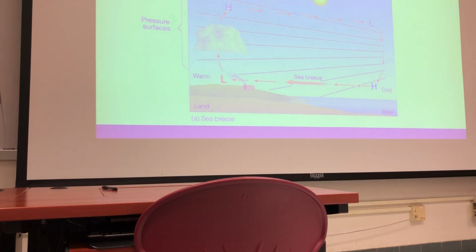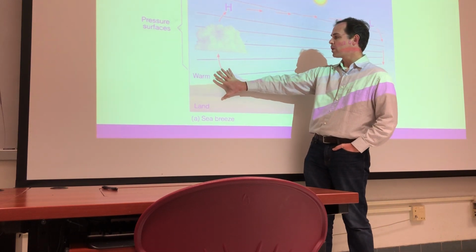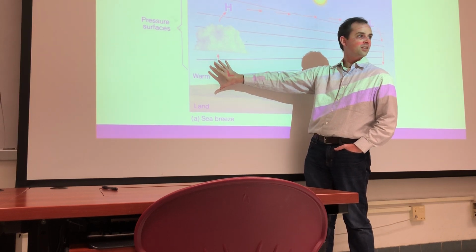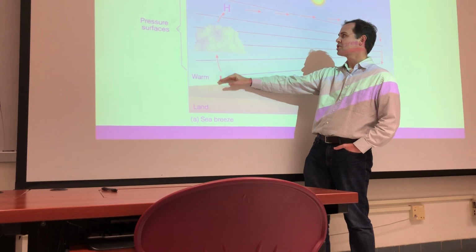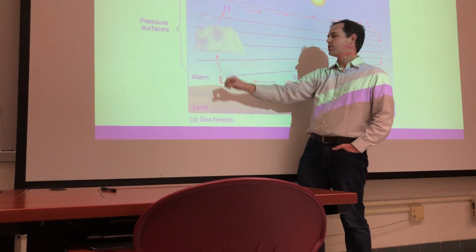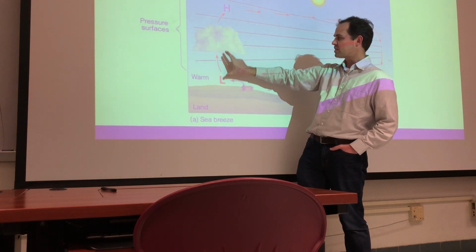Good, okay. So, this is the diagram that we were looking at yesterday. And a thermally direct circulation is one in which you have a region where you have relatively warm air. And in warm air, the scale height is large. And as a result, pressure decreases slowly as you go up in the atmosphere. So if the pressure is decreasing slowly, then the isobars must be spaced widely apart.